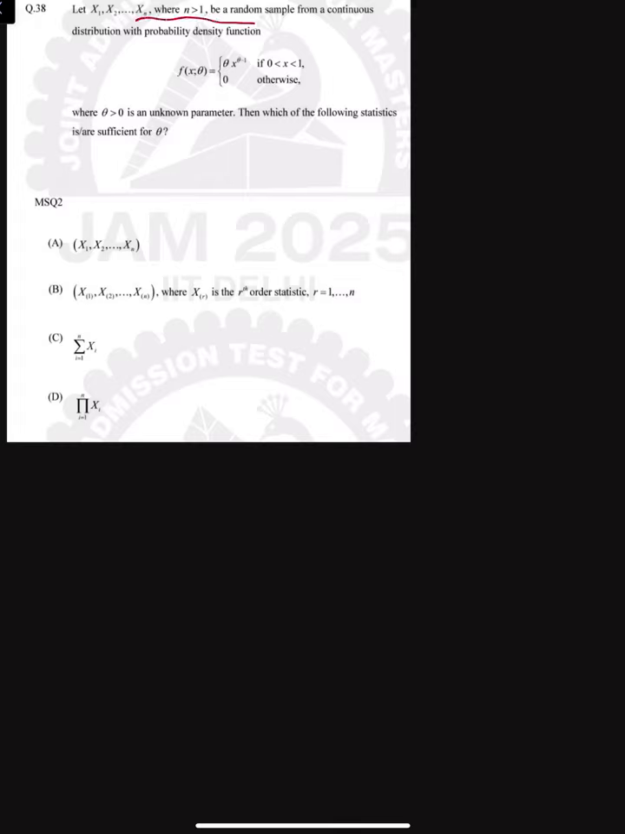Let x1, x2 and so on xn be a random sample from a continuous distribution with probability density function theta x to the power theta minus 1. We need to find which of the following statements are correct, or which of the statistics are sufficient.